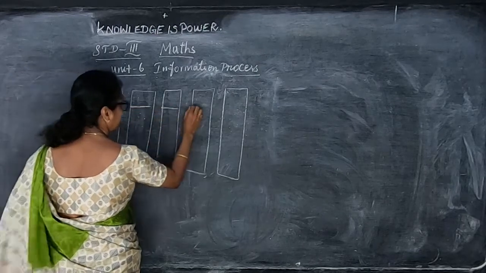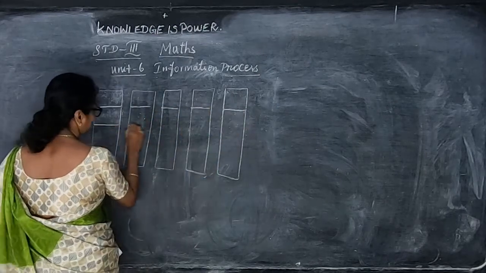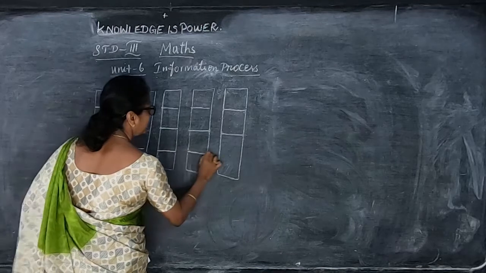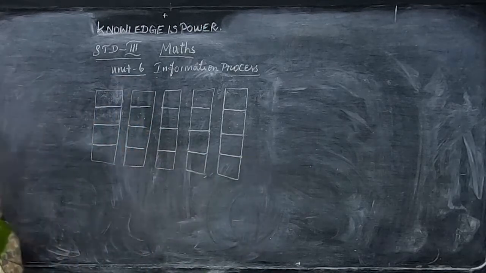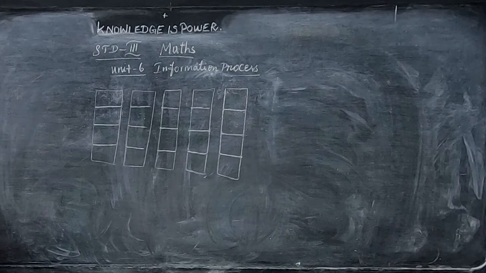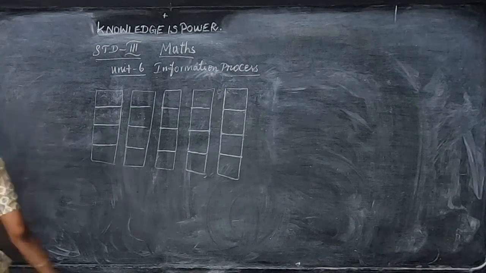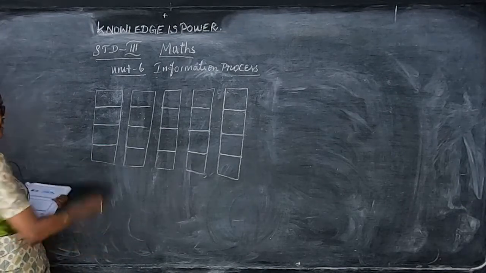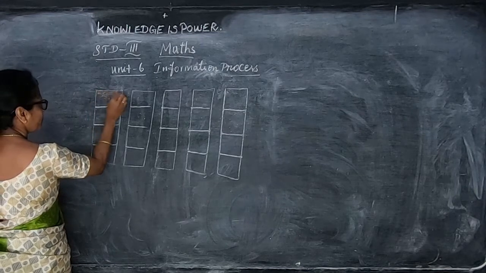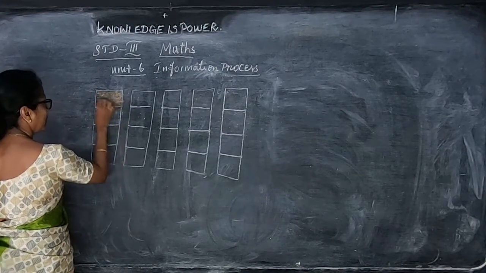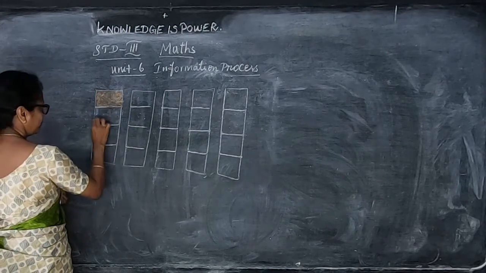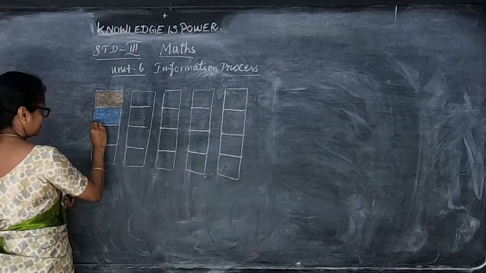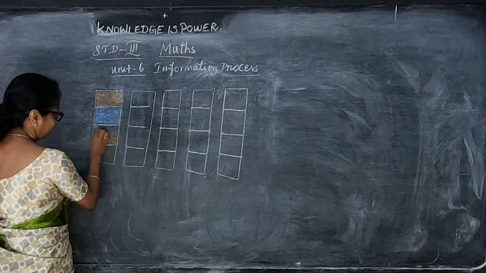Like this they have split and given it. For this you have to use blue and red. I don't have blue and red, so I will use blue and orange. The first one, they shade the portion like this with orange. The second one, they shade it with blue. And again orange. Like this, they are given.